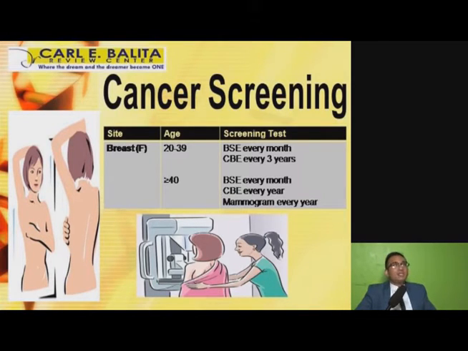Clinical breast exam should be frequent, so it will now be every year. And the mammogram should also be done every year. Okay, tandaan, baseline or simula ng mammogram starting at the age of 40. Okay, maliwanag po tayo diyan.